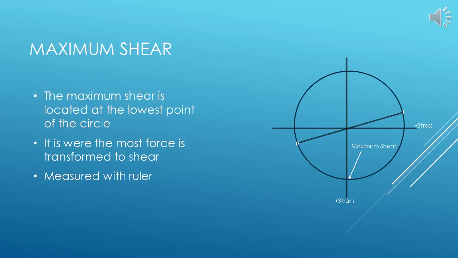The maximum shear force can be found at the lowest point of the circle. This force is the max shear force that could be applied to the material under these circumstances and can also be measured with a ruler. If this force is too great, the system will fail for the same reason you can tear open a Skittles wrapper. By applying a great enough shear force, the wrapper tears open.